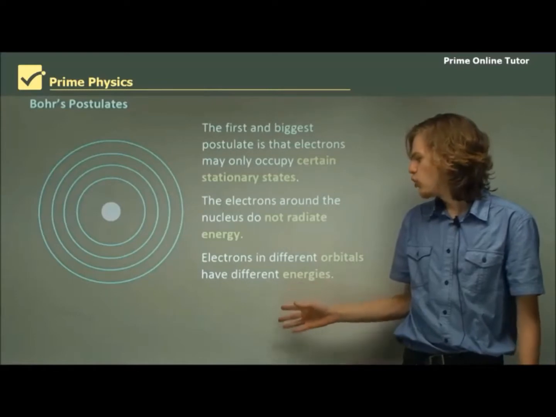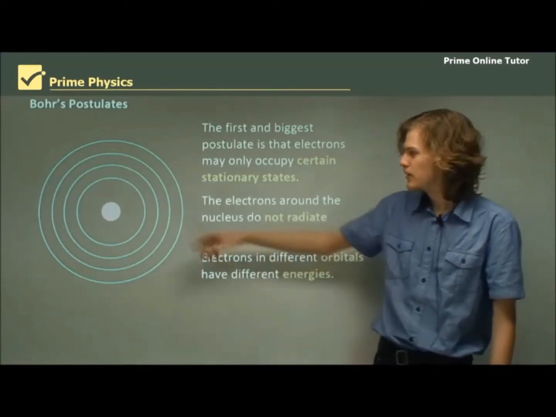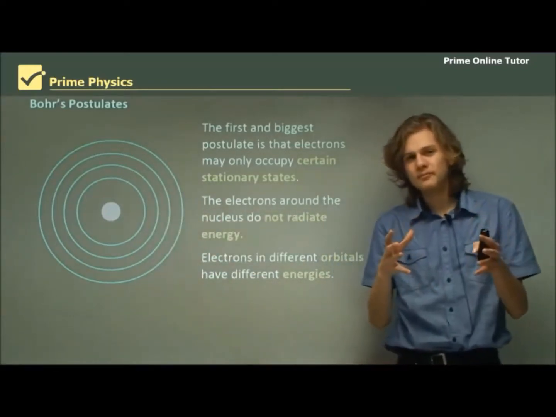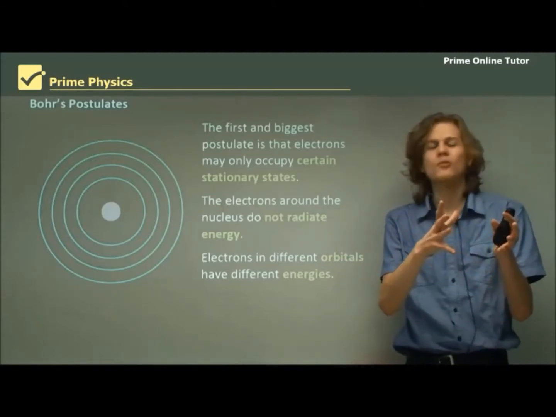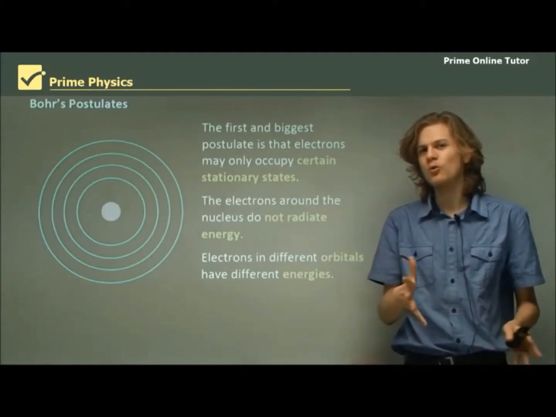So electrons in different orbits have different energies. The lowest orbit will have the lowest energy, and the electron won't be able to spiral inwards, and it won't be able to spiral outwards. It can only jump.